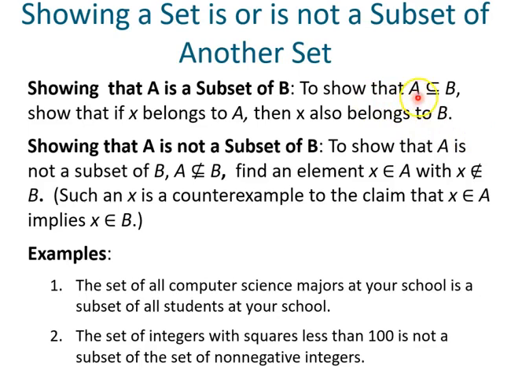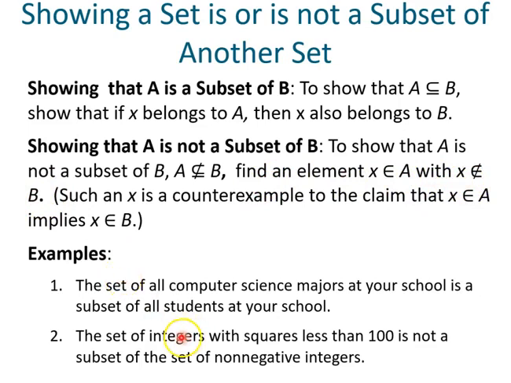To show that the set A is a subset of the set B, we show that if x belongs to A, then x also belongs to B. For example, if A is the set of all computer science majors at your school, and B is the set of all students at your school, then it is clear that A is a subset of B, because every computer science major is also a student in the school. To show that A is not a subset of B, we find an element x in A which is not an element of B.